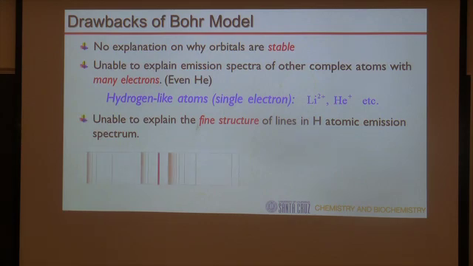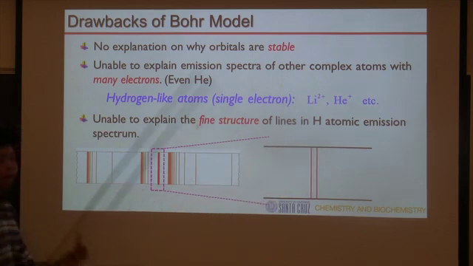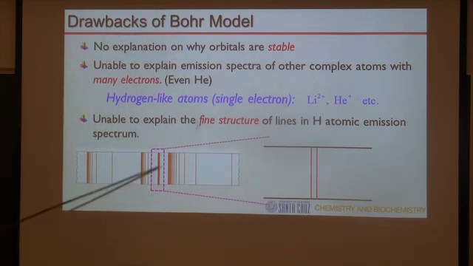What do I mean by fine structure here? So this is the spectrum of the hydrogen atom emission. If we take a close look at each single line here, if we have a very accurate detector, we can actually detect 2 lines with a very small space. So this is not a single line, this is actually 2 lines here.